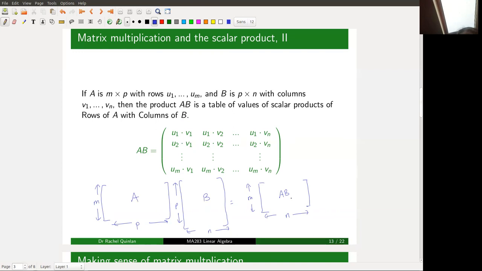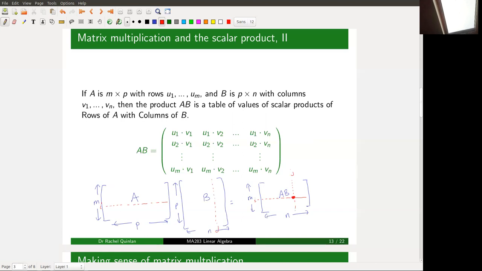So for example, if we want to know the IJ entry in here, so let's say here we have row I and column J. So here is the IJ entry of AB, and what it is, is the scalar product of row I of A and column J of B. Each of those things is a vector with P entries, and their scalar product is the entry that goes into the IJ position of the product AB.